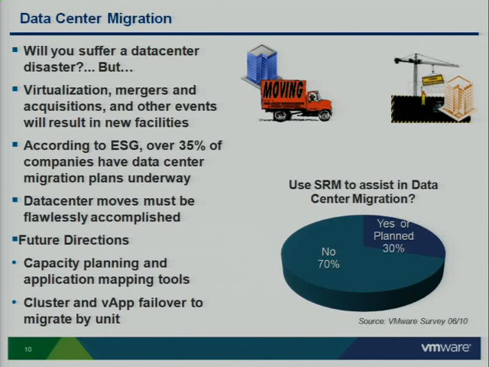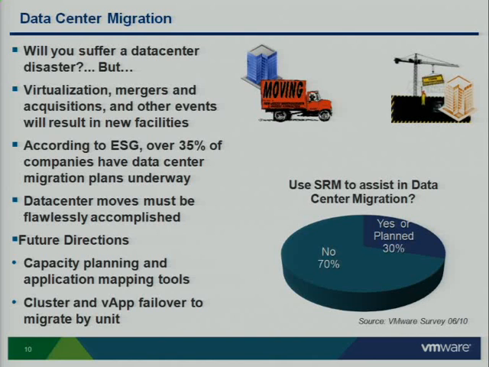Where are we going with this with regards to future directions? The future directions talk about one of the issues with data center migration. How do I understand that I have enough resources on the other side? So capacity planning and application mapping tools become important. How do you decide which VMs, in which order, do I need to deal with? Do I have the proper amount of resources?